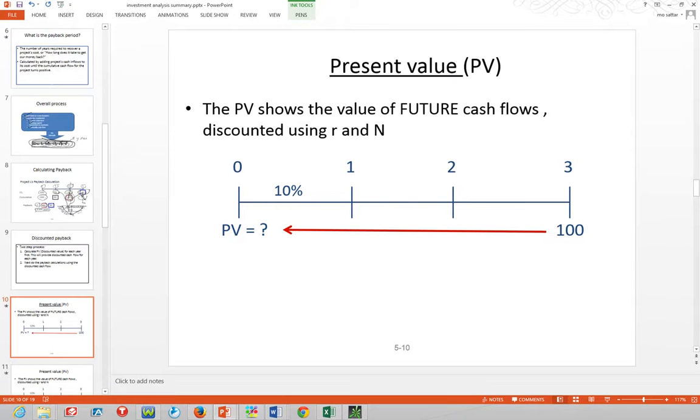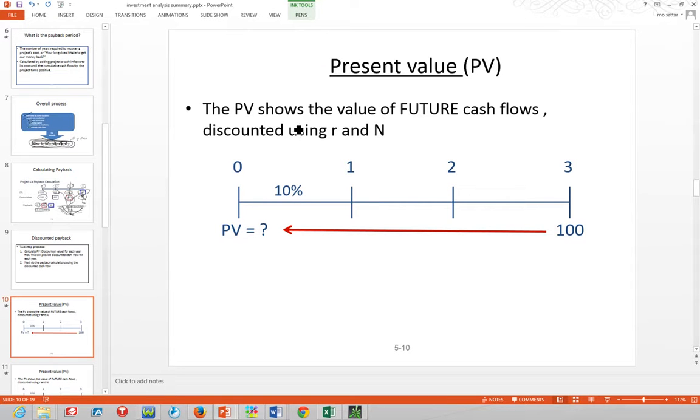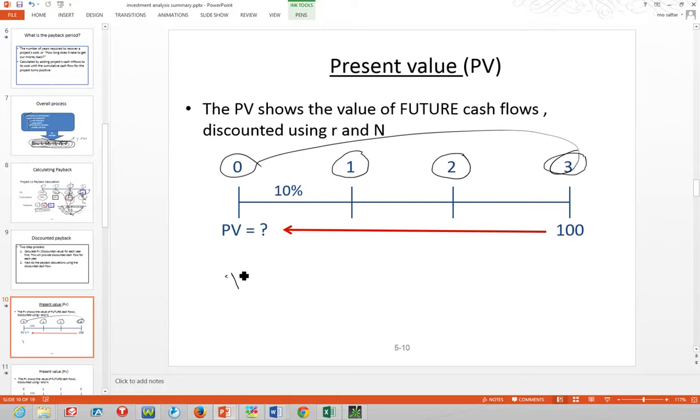The concept of time value of money is that there is a present and there is a future. The future could be 1 year away, 2 years away, or 3 years away. So we have the present, which is typically called present value, and we have the future, which is called the future value.